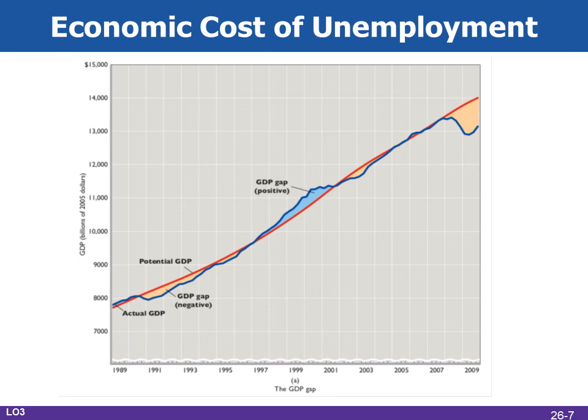If you look all the way on the right-hand side of this graph, 2007 through 2009, you can see we have a significant negative GDP gap, where actual GDP significantly fell short of potential GDP. And that's basically the cost of this great recession to society.